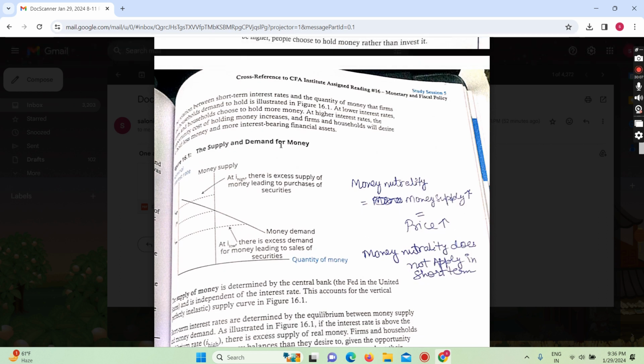The relation between the short-term interest rates and the quantity of money that firms and households demand to hold is illustrated in the figure. At a lower interest rate, firms and households choose to hold more money. At a higher interest rate, the opportunity cost of holding money increases, and firms and households will desire to hold less money and more interest-bearing financial assets. So this is the demand and supply for money.